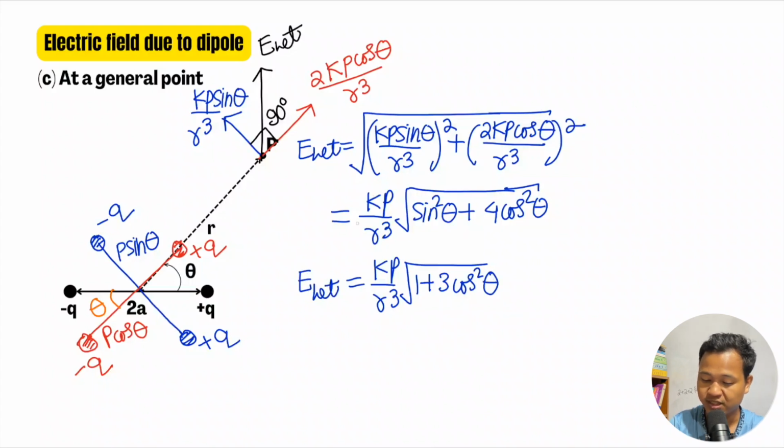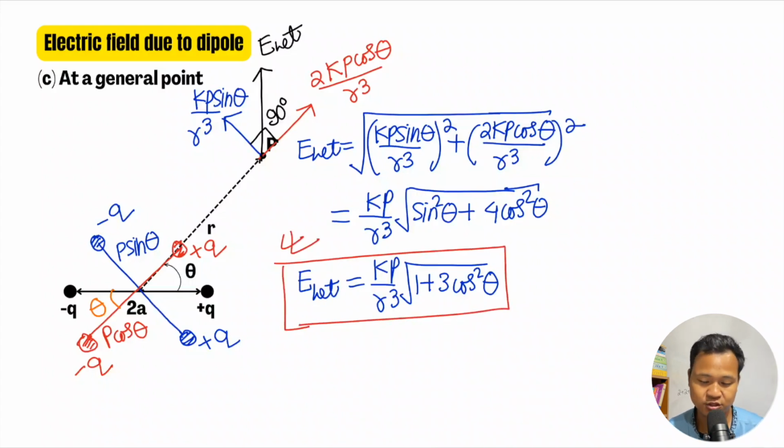So you have to remember this formula. In exams, general point questions come with any angle, so put the angle in the formula. You'll get the electric field due to an electric dipole at that given point.